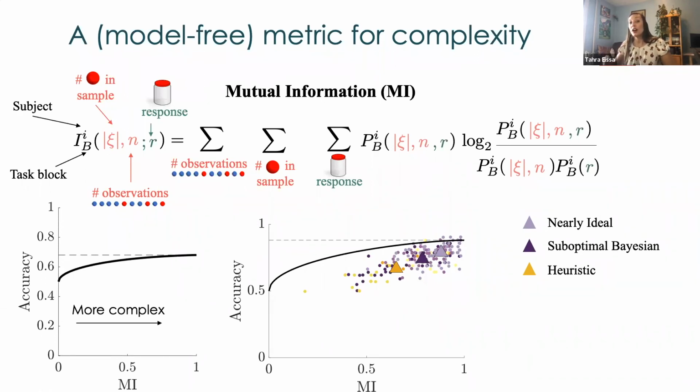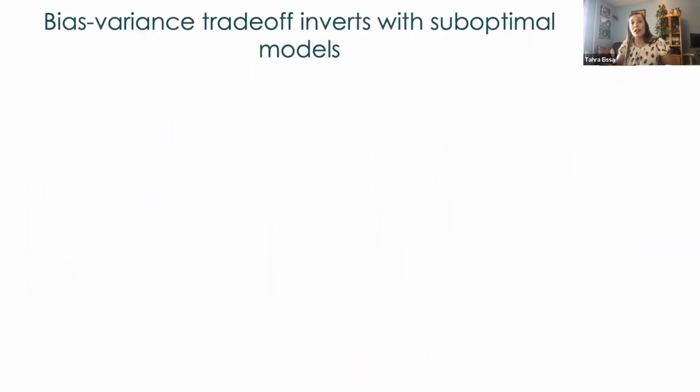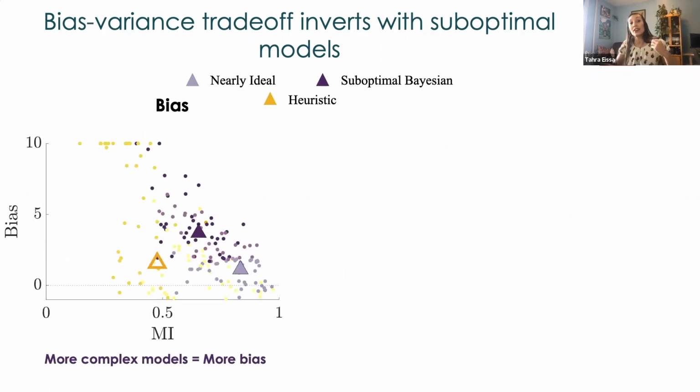We know we're not using optimal models necessarily. So are these trends sustained? Is it true that there's more bias or variance in either case? And so what actually happens when we deal with these suboptimal versions of these models is that we're seeing that the bias-variance trade-off inverts.